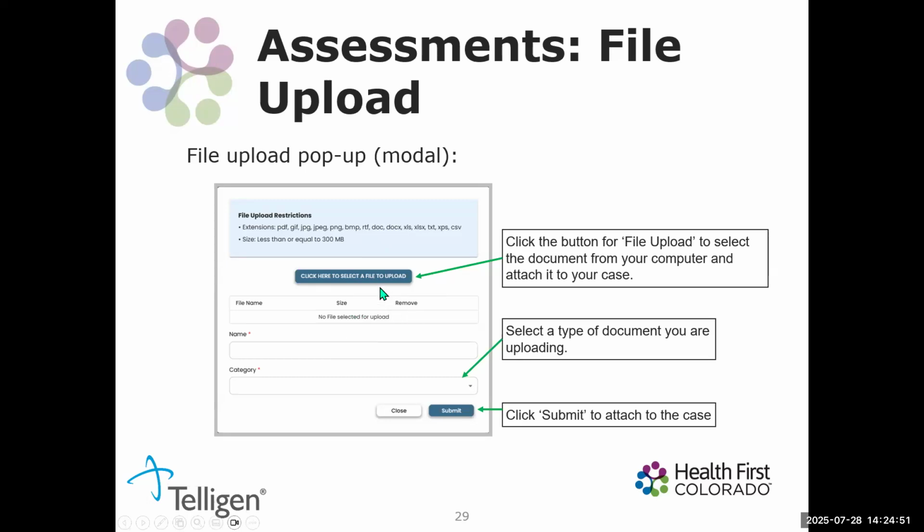Once you click on the document you want, it will populate the name here. If by chance that name is not something that you want it to be named, you can change it there. You can obviously change it when you save the file, but you can change the naming convention right here if you'd like to. And then we ask that you select a category, what that document falls into, and then click submit.